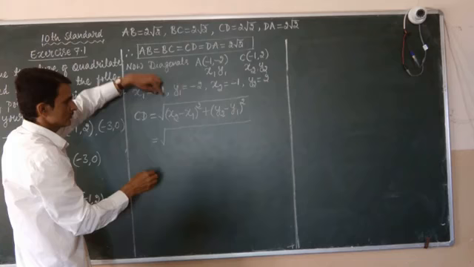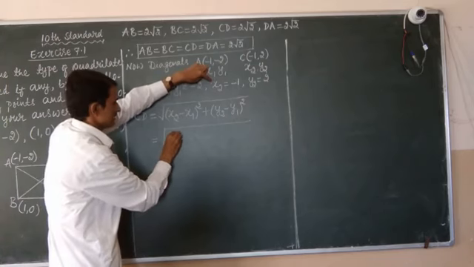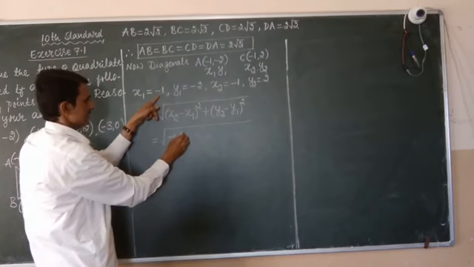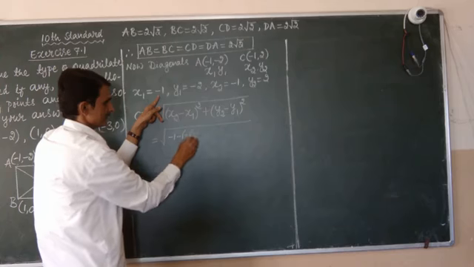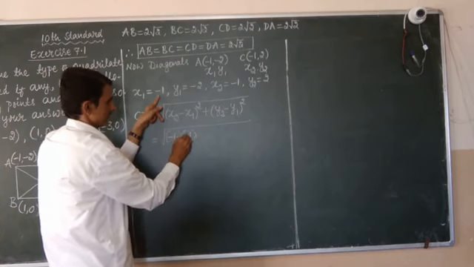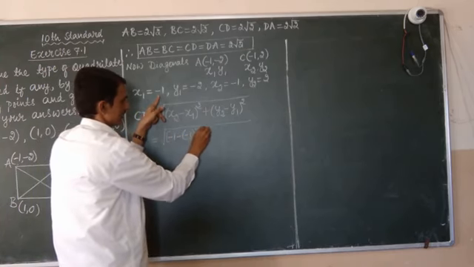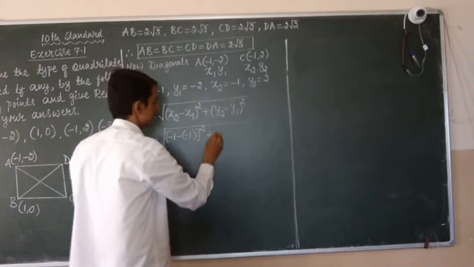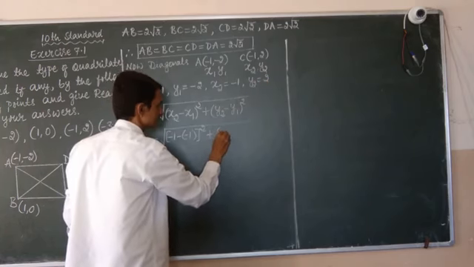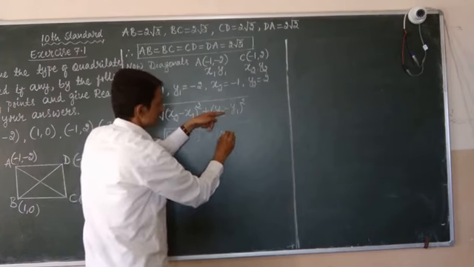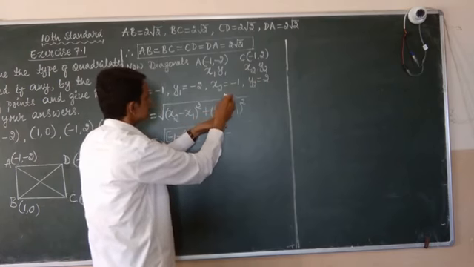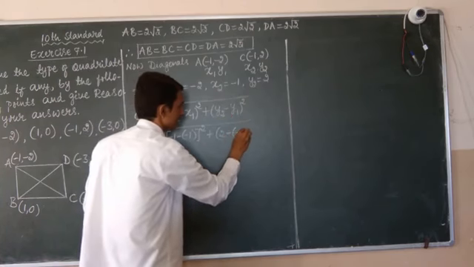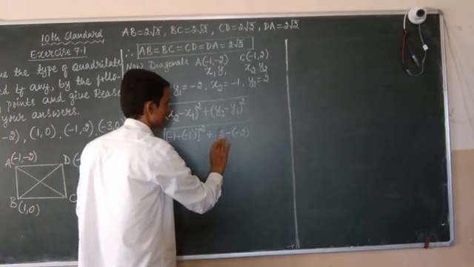We substitute the value x2, minus 1, minus x1 is again minus 1, therefore minus 1 minus of minus 1 whole square, plus y2, the value of y2 is 2, minus y1, which is again minus 2, whole square.